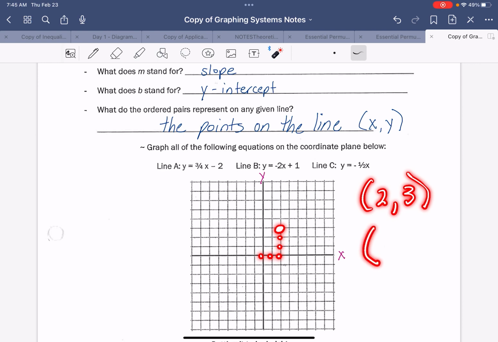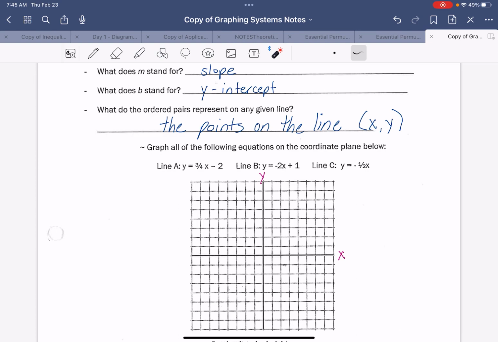Then say I have -4, -10. Okay, well, I'm going to start at 0. Hold on, let me do this again. -4, -10. I would start at 0, and I'm going to go 1, 2, 3, 4 in the negative direction for x, and I'm going to go down 10. 1, 2, 3, 4, 5, 6, 7, 8, and this graph doesn't go that far, but it would be somewhere right down here, okay? So that is just a quick refresher on plotting points on the line.